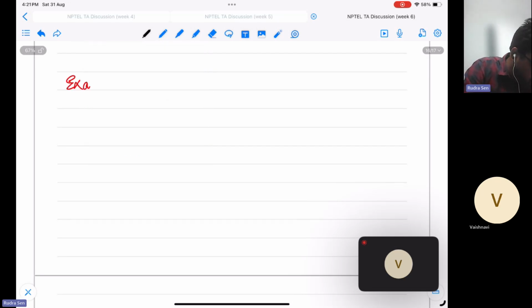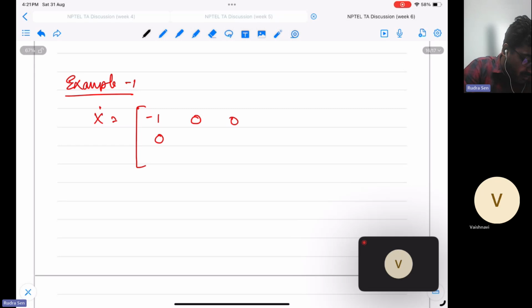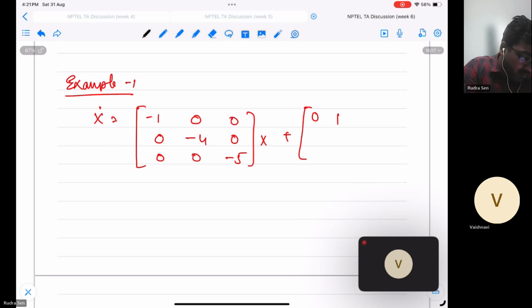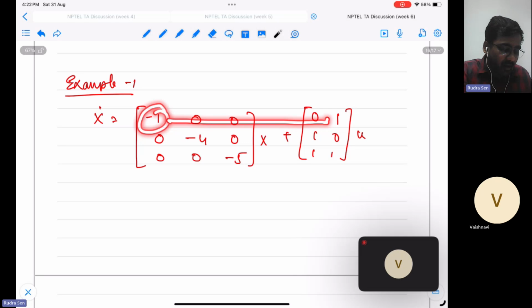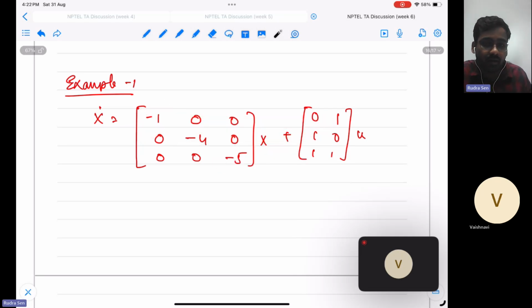So the example one. Let's say the system that you have given is like that. So this is a multi-input case. What Gilbert says is that corresponding to every eigenvalue, there should exist at least one non-zero element in B. In the case of this eigenvalue 1, we have at least one non-zero element.